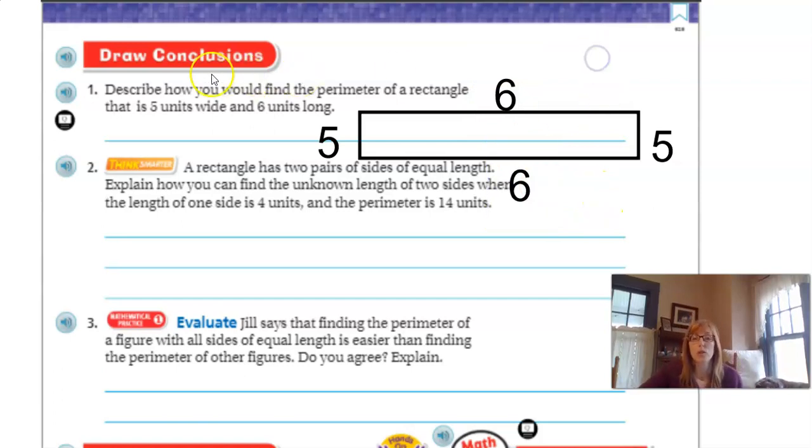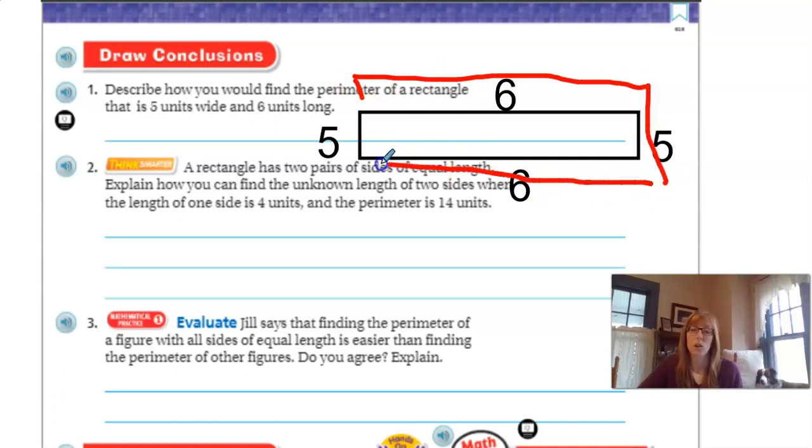All right. So now it says, describe how you would find the perimeter of a rectangle that is 5 units wide and 6 units long. Pretend like this is your backyard, okay? The perimeter is the distance around something. So you're going to walk, let's say you put yourself right here, you are standing. This is you. You are going to walk around your fence, and you're going to walk from here to here, and then you're going to turn and go up this fence line. You're going to walk all the way along this fence line, and you're going to walk to the beginning.